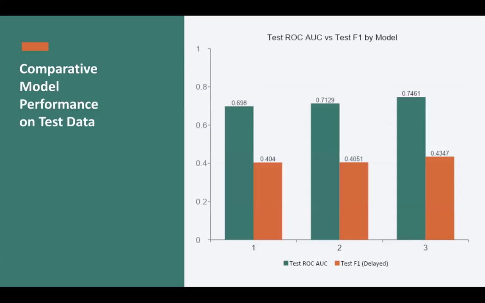As a summary, this chart looks at the performance of all three models side by side. You can clearly see the progression: logistic regression at an AUC of 0.698, random forest at 0.713, and XGBoost leading at 0.746. The F1 scores tell a similar story, with XGBoost at 0.4347 standing above the other two.